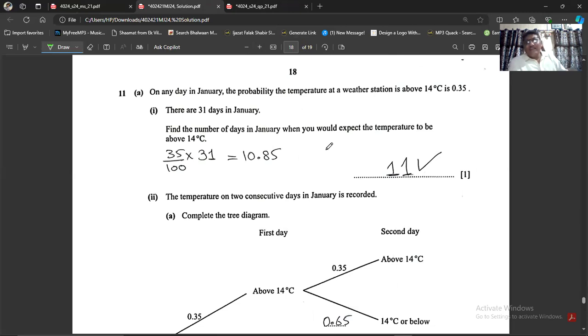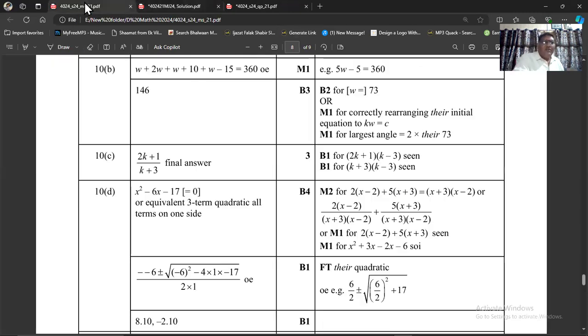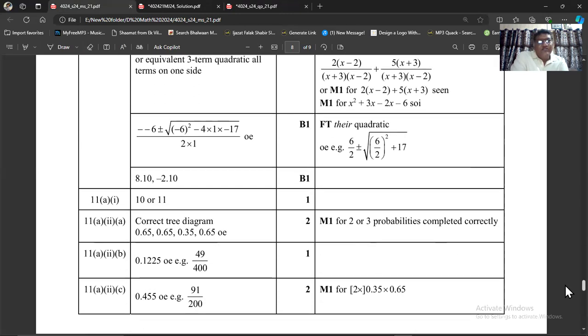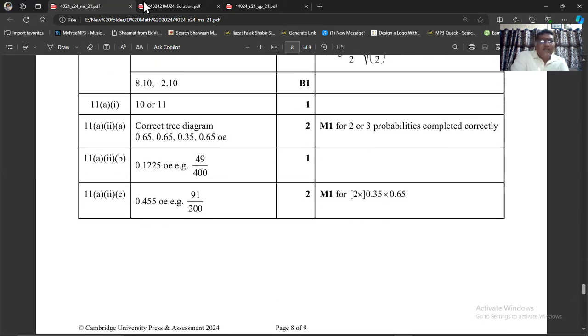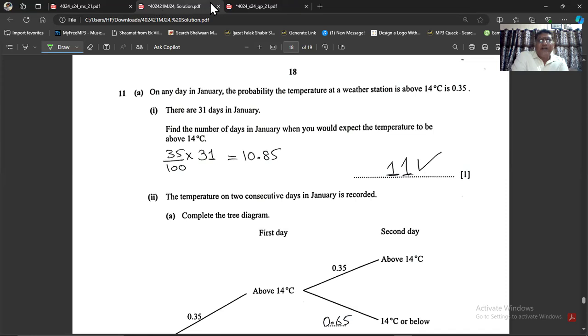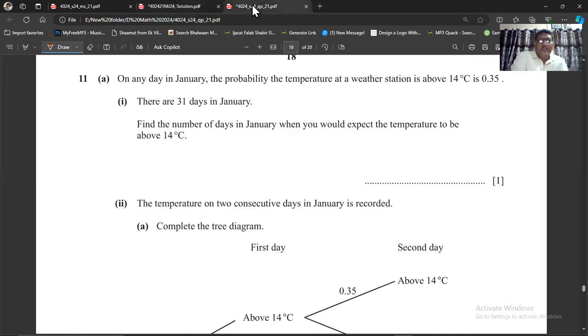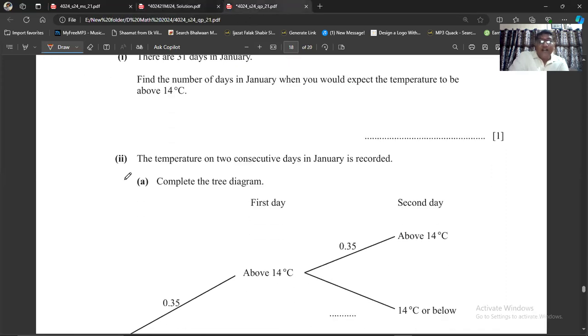You can say 10, you can say 11. Because these are days, some people will say 10, some people will say 11. I'm saying 11. So the answer is right. This is how this A part is done, its first portion. Question number 11, A part, its second portion.